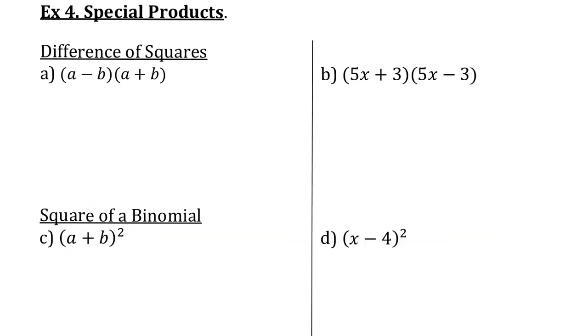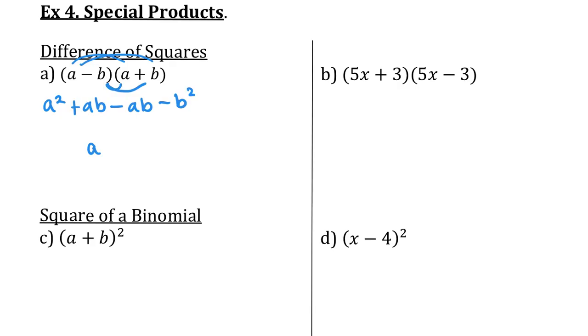Okay, example 4 is special products. We're still multiplying. You can do box method, you can do distributive method, because these are a special product, sometimes you can do it without showing work. So I'm going to go ahead and distribute this the long way. A minus b times a plus b. A times a is a squared. A times b is ab. B times a is ba or ab, minus b times b, minus b squared.